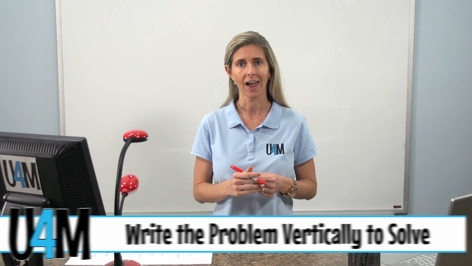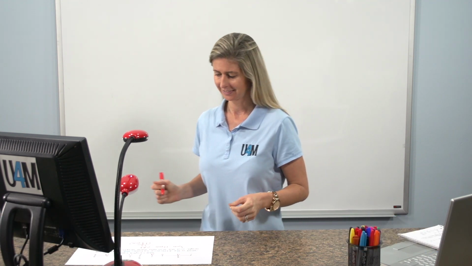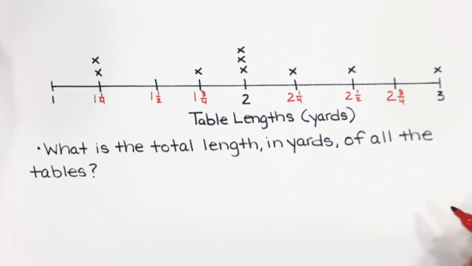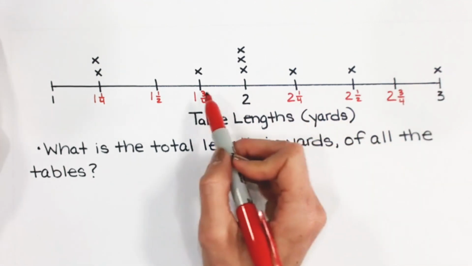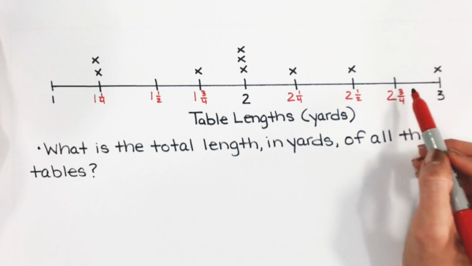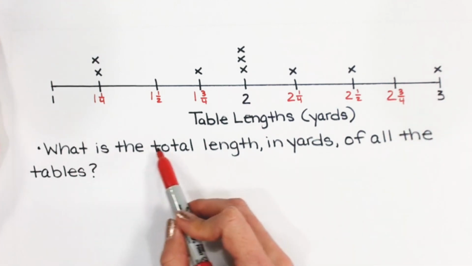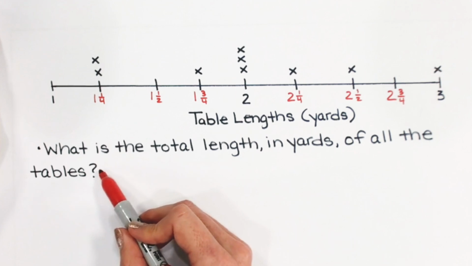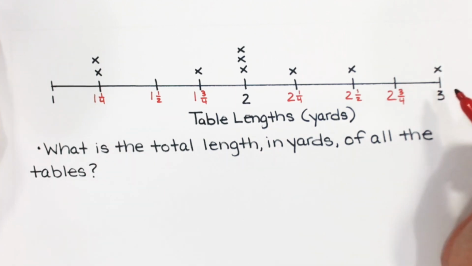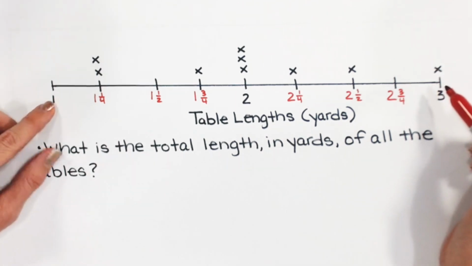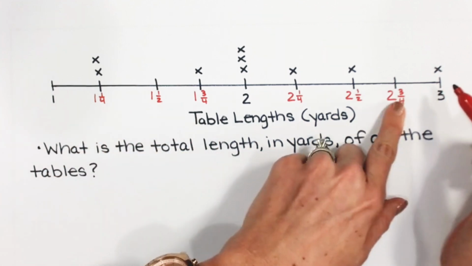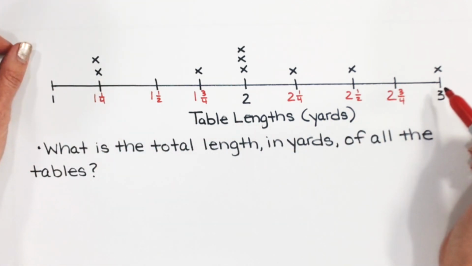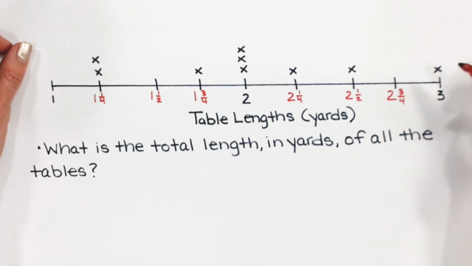Let's take a look at another problem-solving question. So here we have the same line plot, and I went ahead and filled in those missing numbers again for us. This question says, what is the total length in yards of all the tables? Again, students don't want to focus on the numbers that don't have any tables represented. But we want the total, so we will need to add up all the tables for all the numbers that are represented here.